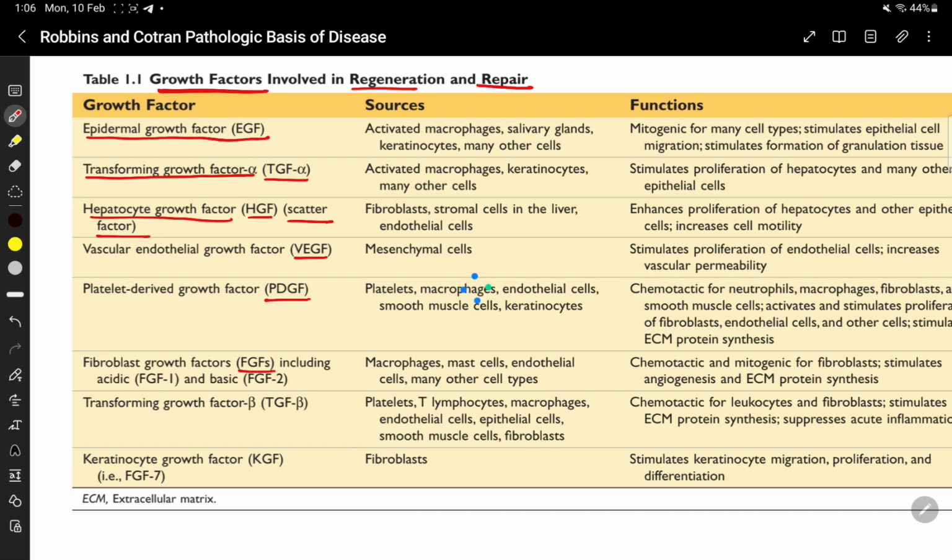So, growth factors involved in repair and regeneration are epidermal growth factor, transforming growth factor alpha, and transforming growth factor beta. Platelet derived growth factor, vascular endothelial growth factor. Hepatocyte growth factor is also known as scatter factor. Fibroblast growth factor, including acidic FGF1, basic FGF2. KGF stands for keratinocyte growth factor.